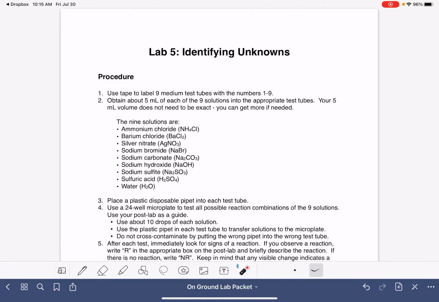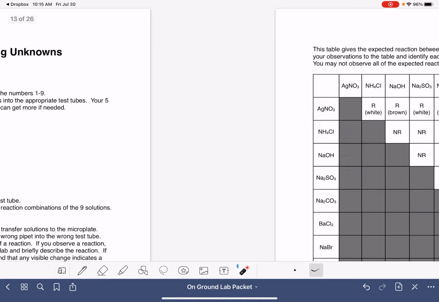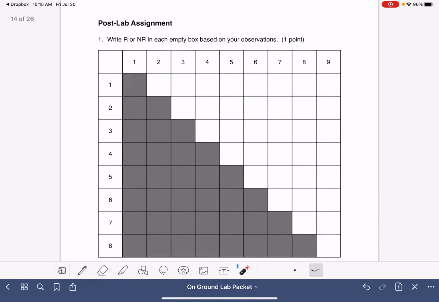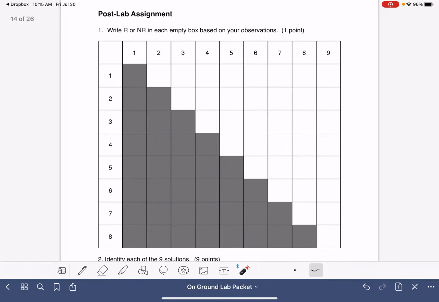So in this video, I'll be walking through your data analysis for Lab 5, identifying unknowns. Your data for this experiment is all going to be in this table right here. In each one of these spots, in these directions, it says write NR or R in each empty box. So this is going to be full of a bunch of NRs or Rs.